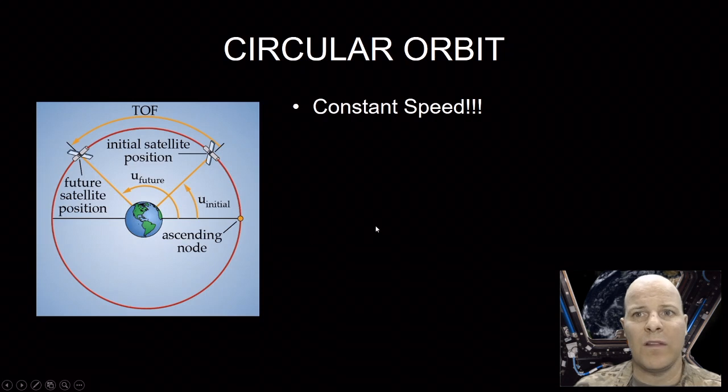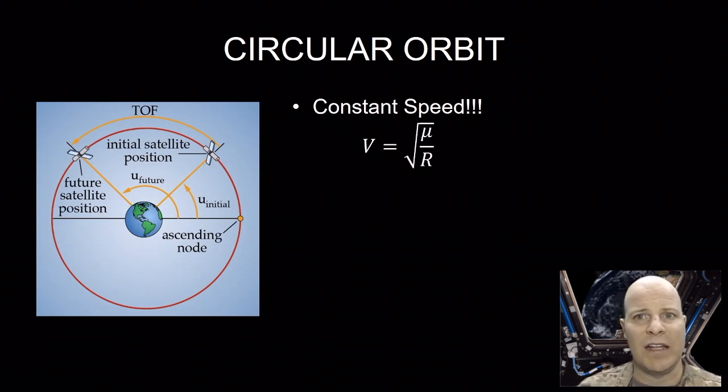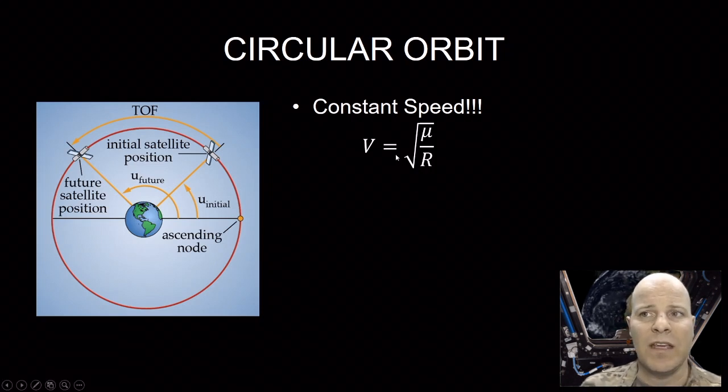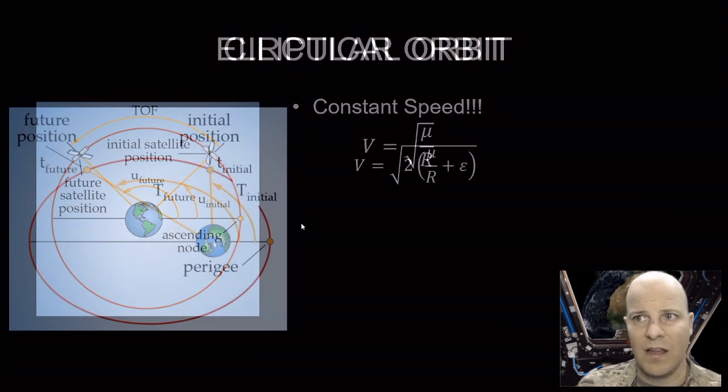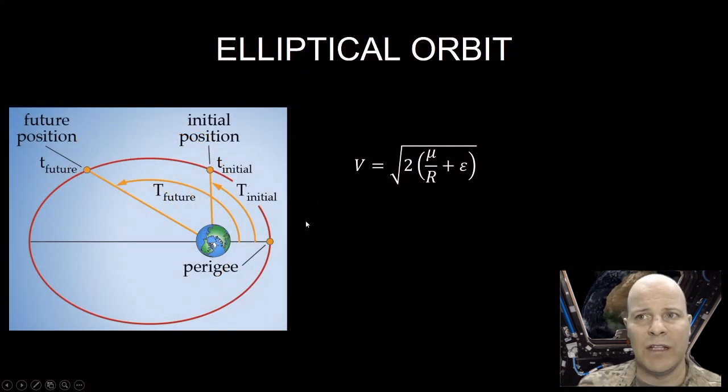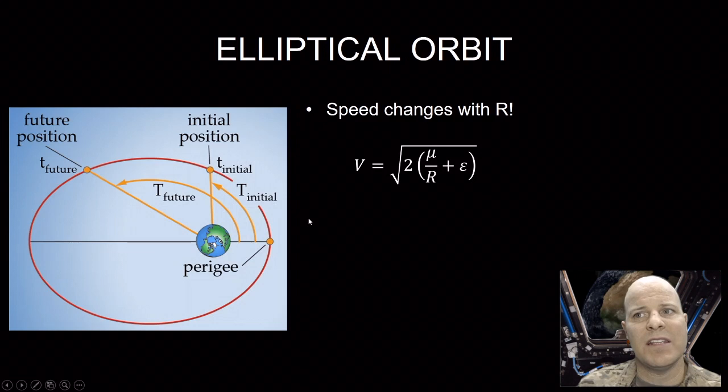To figure out where the satellite is at a future position, I simply can take the ratio of the satellite's period. And as a reminder, to calculate our satellite's velocity, it's going to be equal to the square root of mu over r, where velocity is our satellite's speed and r is our satellite's position in terms of magnitude. For an elliptical orbit, our speed is not, however, constant. And so that means it's going to be a lot more difficult for us to predict where exactly the satellite is going to be.